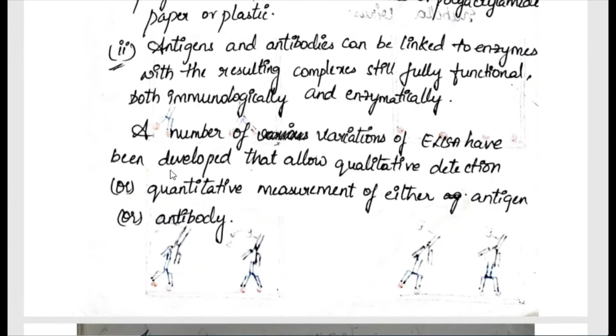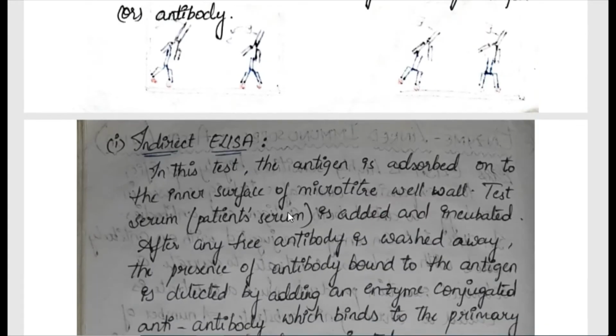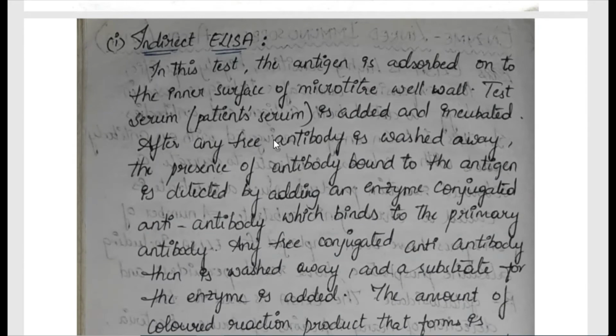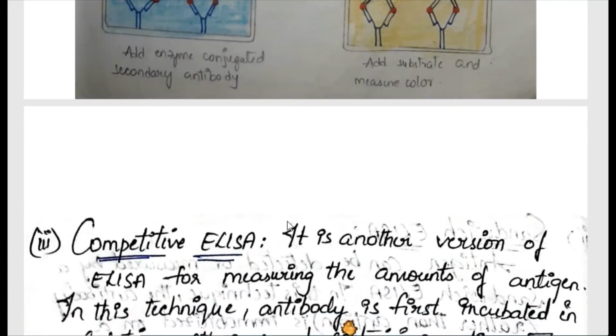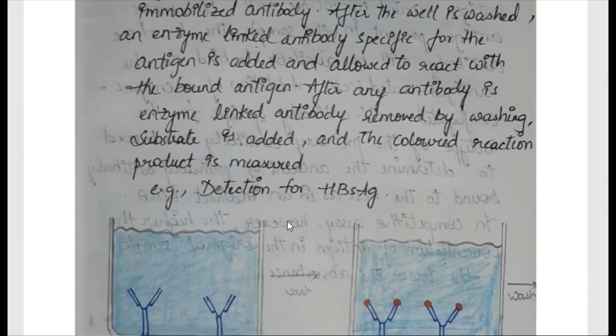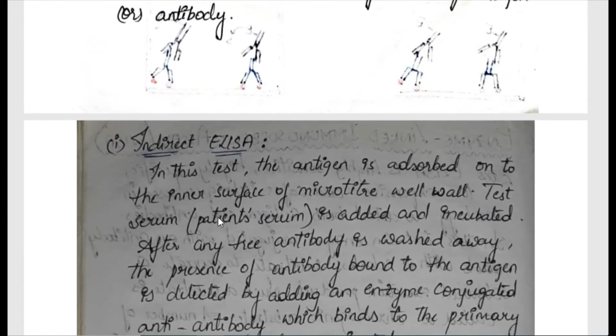Now a number of variations of ELISA have been developed that allow qualitative detection or quantitative measurement of either antigen or antibodies. So this is all about the introduction and the principles, how it is going to work. Let's see the types of ELISA. We have the indirect ELISA, the sandwich ELISA, and the comparative ELISA. Altogether we have three types of ELISA. Let's begin with the indirect ELISA.